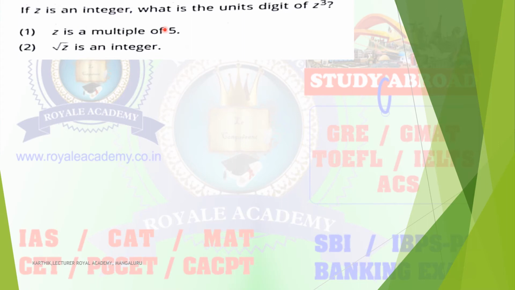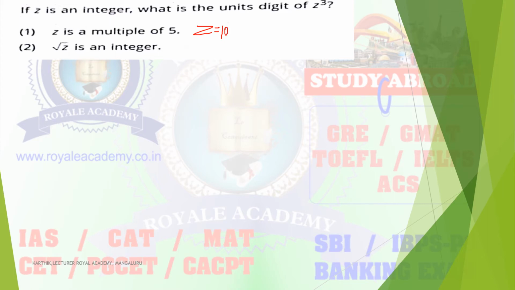So first statement, what is given? Z is a multiple of 5. So you can take z as a multiple of 5, for example 10. Then what is z cube? 10 cubed. So from the first statement, you take z as 10.